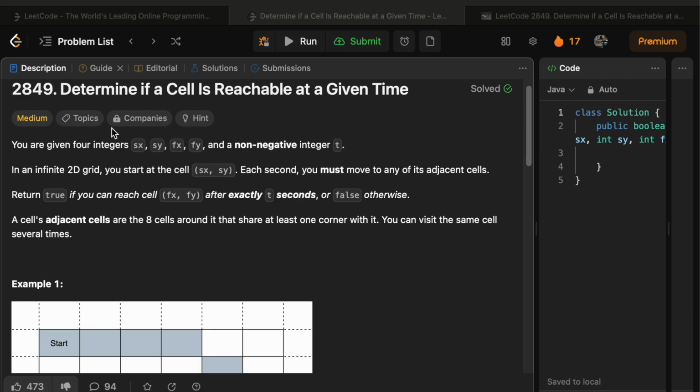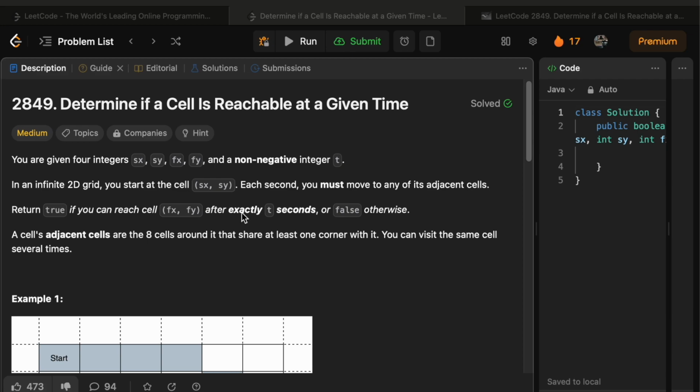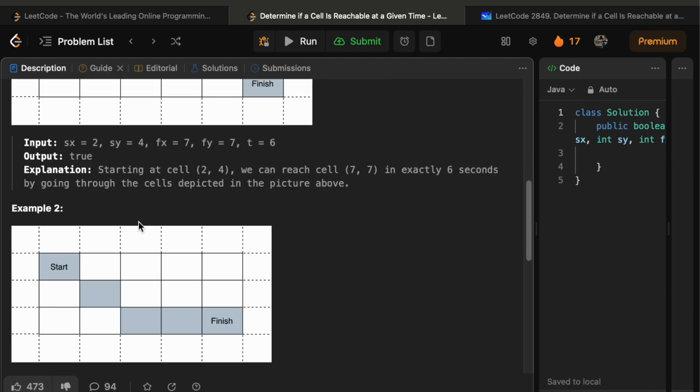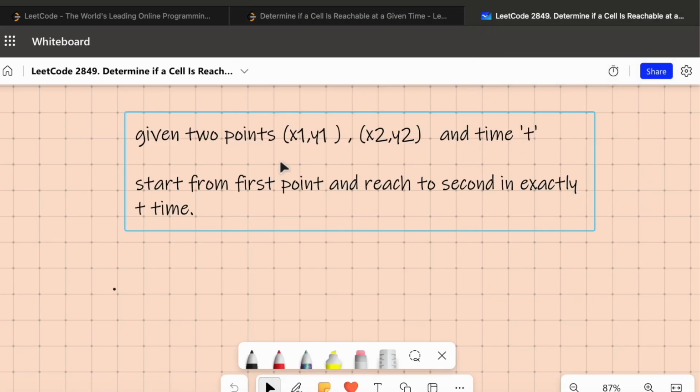At first, I thought it was a very straightforward BFS solution, but later on, after seeing the constraints and the condition that we have to reach the destination at exactly t seconds later, I tried a couple of examples and found out that it's a very straightforward mathematical problem. So let's start with this approach.